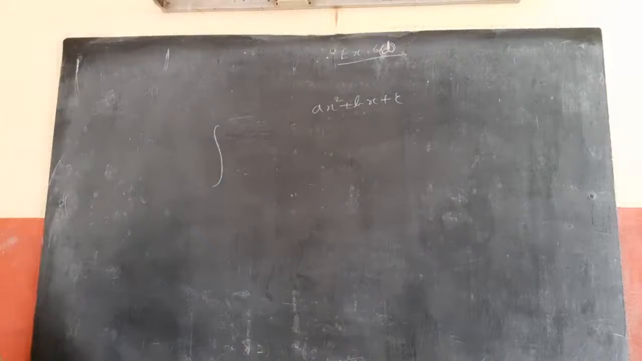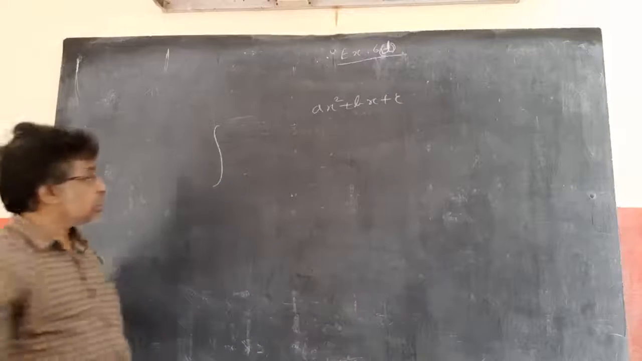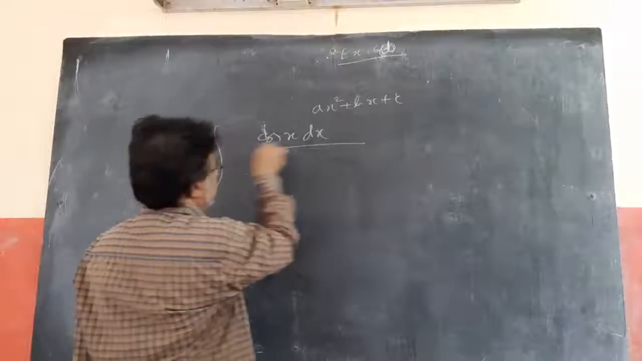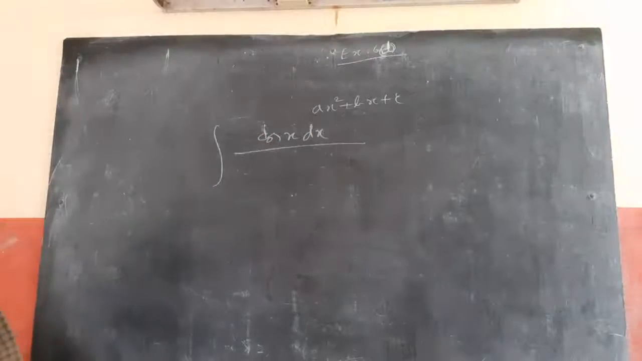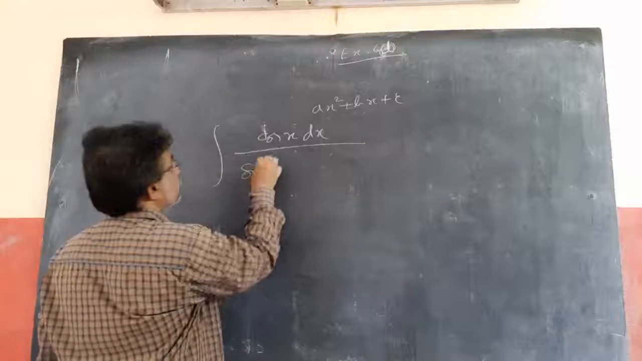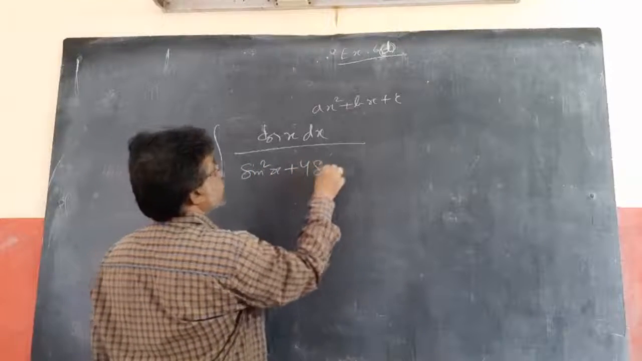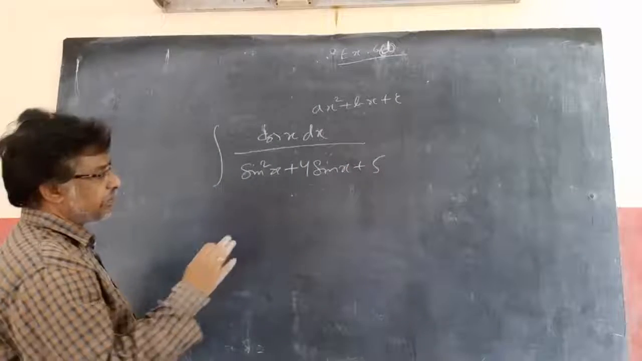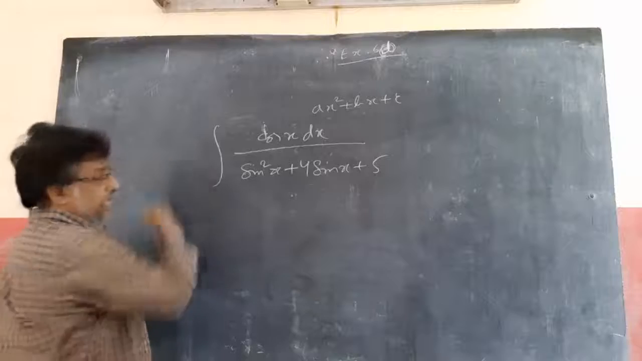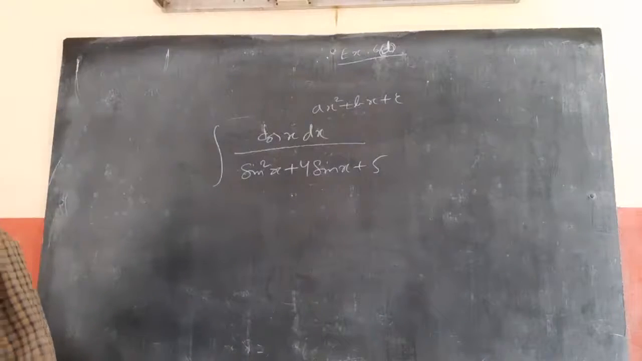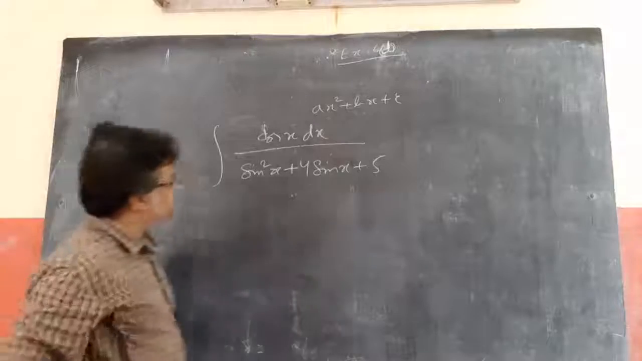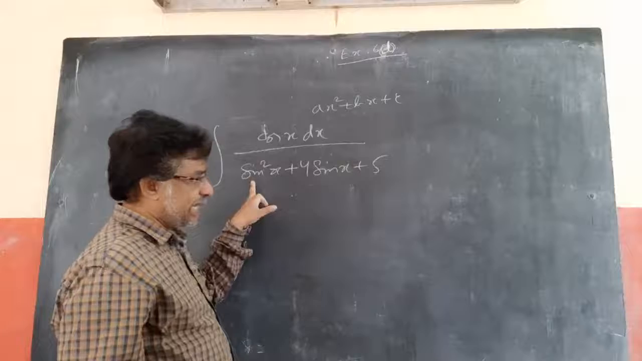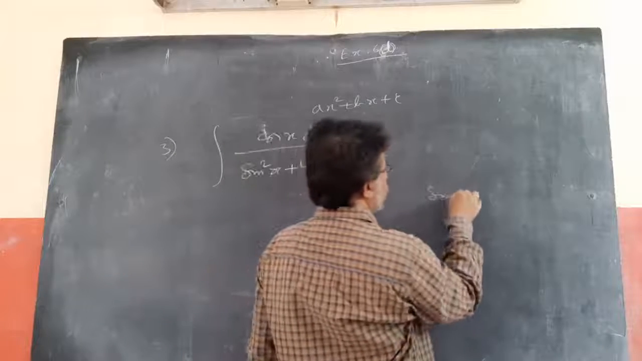The integral of 1 by cos x dx by sin square x plus 4 sin x plus 5. Exercise 6D, first one and third. Now, if I take sin x is t, this is not a direct form also.